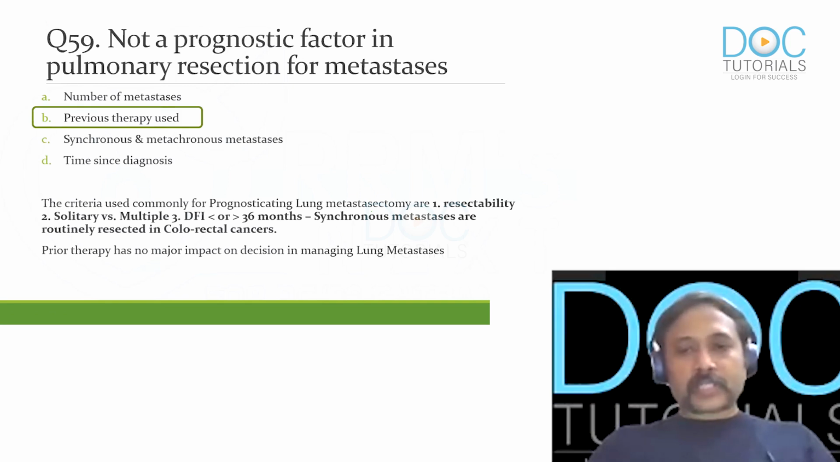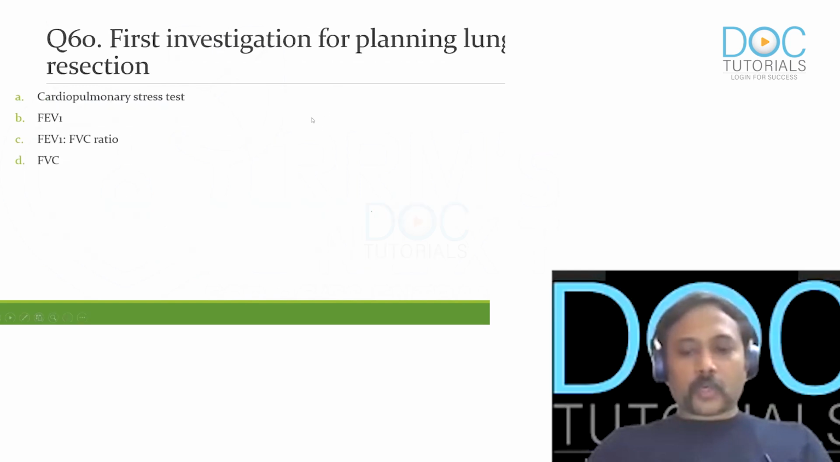So synchronous metastasis, where can you plan for resection? You can plan for a resection in patients who have colorectal cancers. So in this scenario, you might plan for a synchronous resection of the metastasis as well. So prior therapy does not have any impact on the decision on whether we are going to go ahead and resect the tumor or not, right?